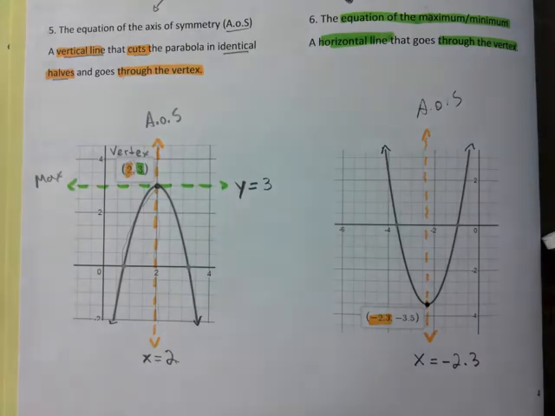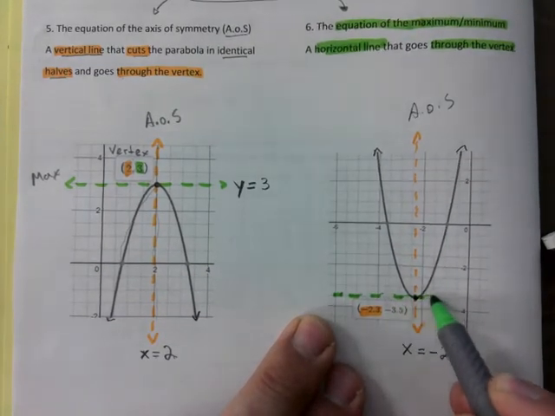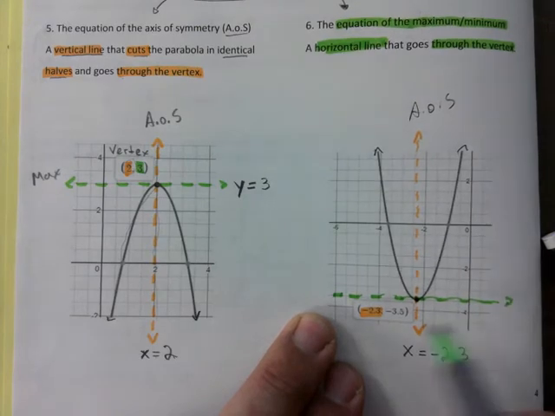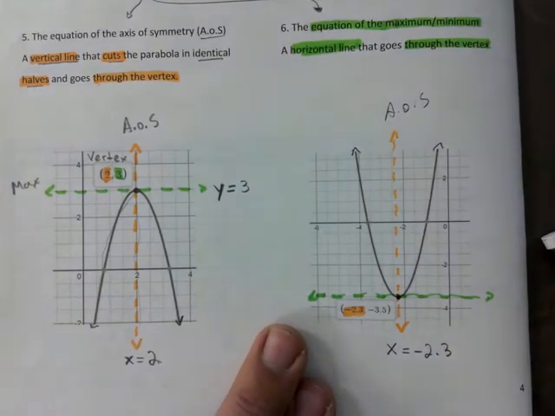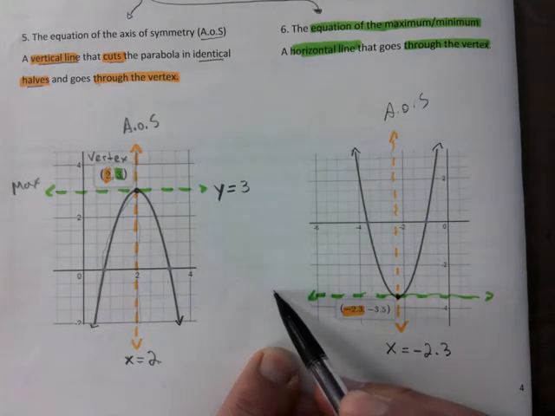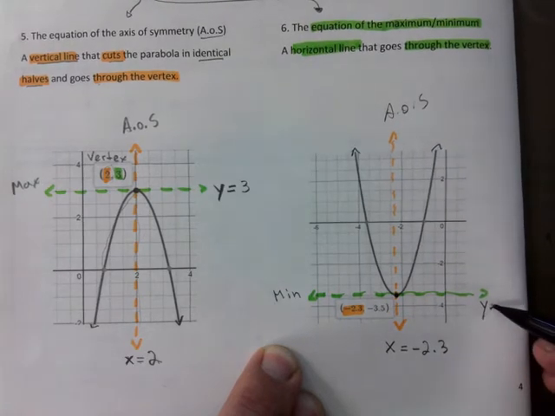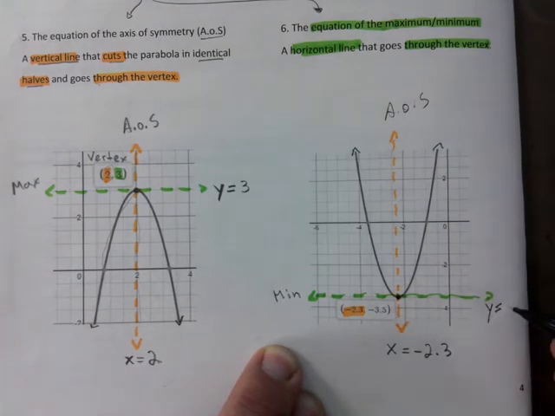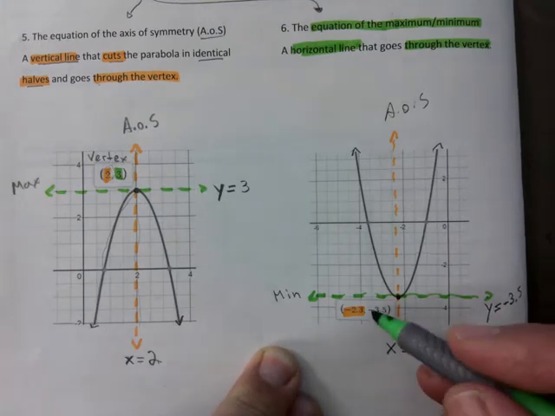And our equation of what is this in this case? You can only have a max or a min. You cannot have both. In this case, it's the min, right? It's the equation of the minimum. And that would be the line y is equal to negative 3.5. Can you see that there? I think it's visible. I'm going to highlight that.